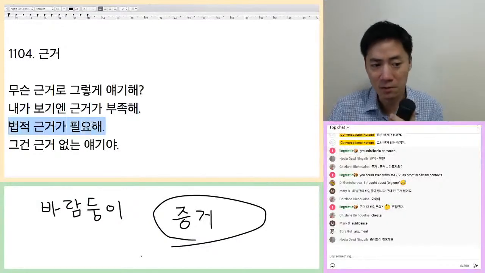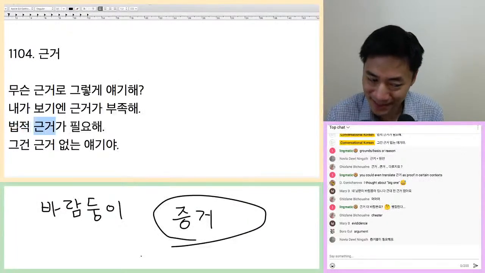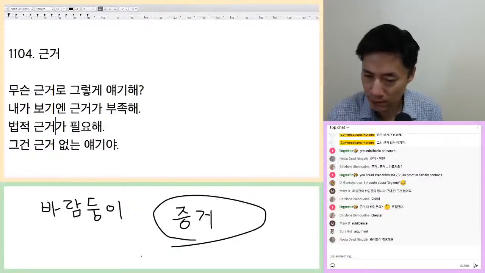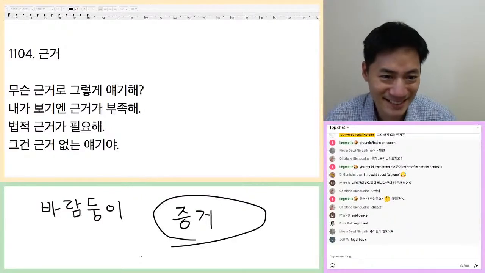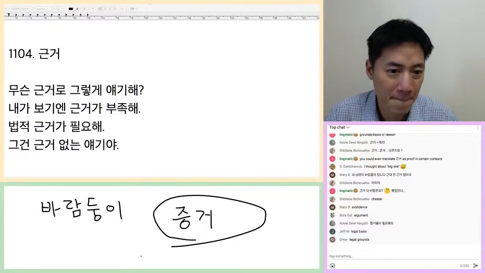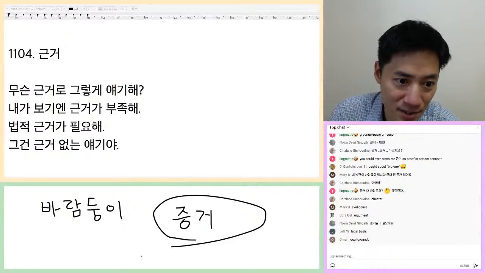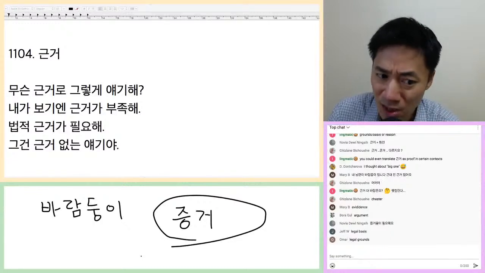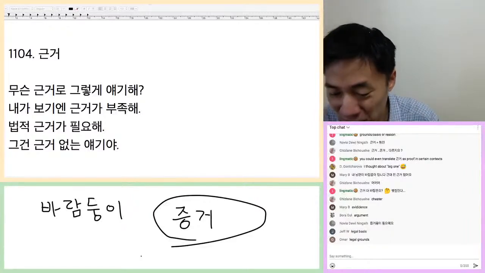법적 근거. Oh, legal ground. Legal foundation. We need legal ground, something like that. Legal. I forgot. Legal basis. It says legal ground, logical ground. Oh, logical is more like 논리적, by the way. Okay, so 법적, legal ground, legal basis. Oh, thank you, Jeff. Thank you, Omar.